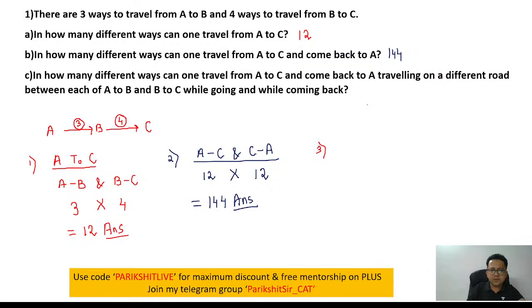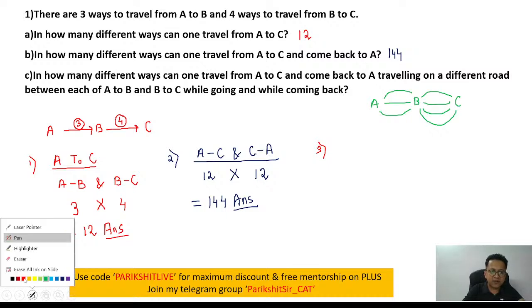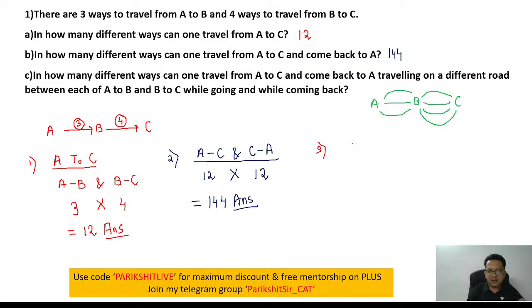Okay. So A to B, and remember A to B, there are 3 ways, and B to C, there are 4 ways. I'm just showing you these 3 ways. And B to C, let's say there are 4 ways. So total 4 ways from B to C. What you need to do, you need to go from A to C and come back via a different route.